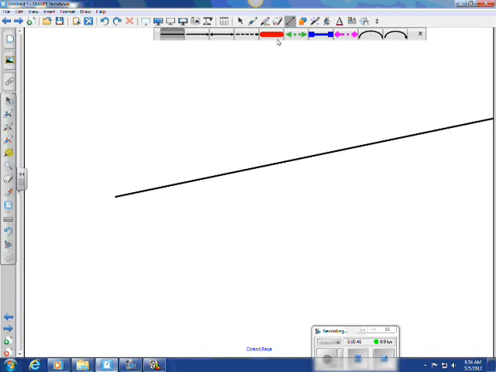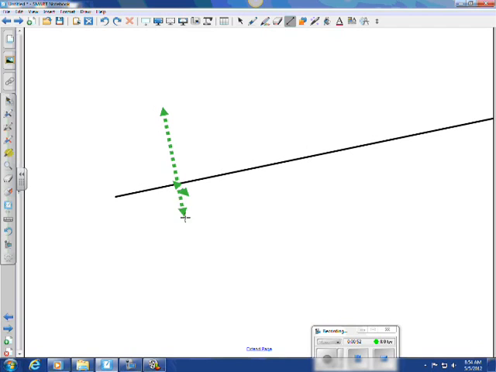Let's use this one again, and I'm going to pick that point right there. So here would be the normal to that point. There it is, 90 degrees. Okay. How about this point over here, right there? I'm going to pick a normal to that point. Okay, there it is, 90 degrees.